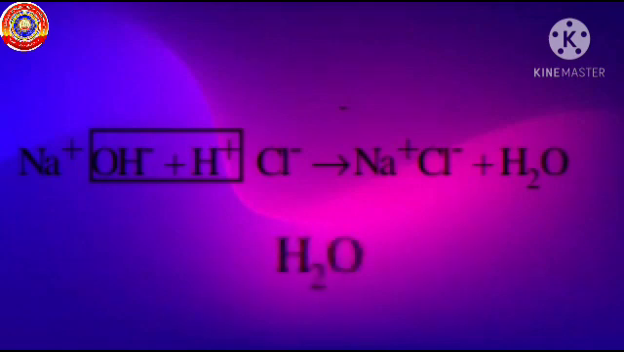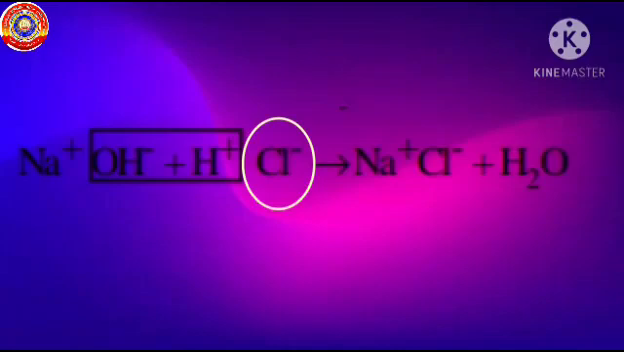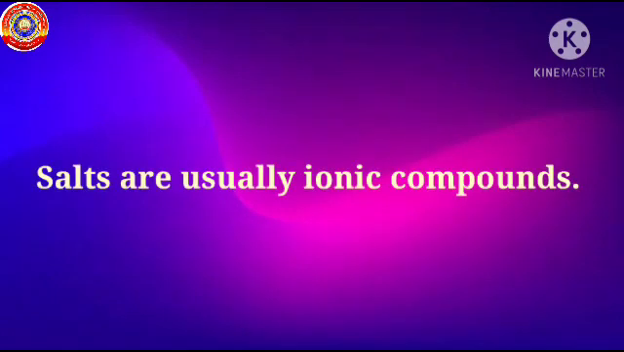What is the positive ion present in sodium hydroxide? Right, Na+, sodium ion. And which is the negative ion present in hydrochloric acid? Of course, Cl-, chloride ion, right? If we combine these two ions, we will get the chemical formula of the salt NaCl. Hence, we can say that salts are ionic compounds composed of cations and anions.